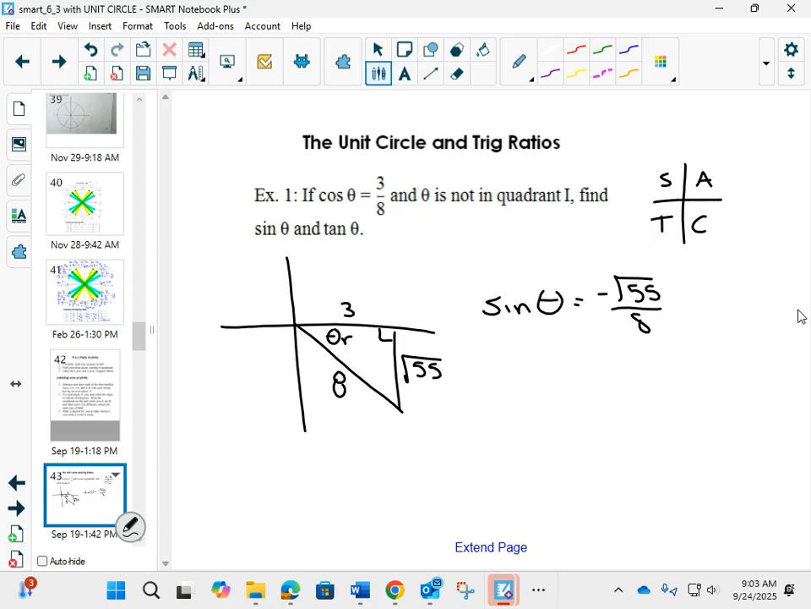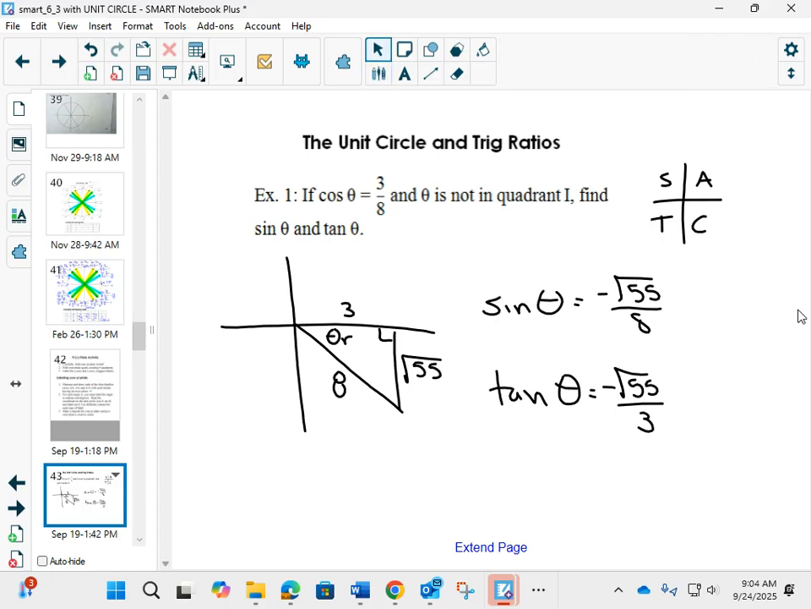Why is it negative? Because it's in quadrant 4, and your cast rule says sine is negative in quadrant 4. Same thing. Tangent of my reference angle would be root 55 over 3, so tangent of my actual angle will be negative root 55 over 3, because tangent is negative in quadrant 4. So all of these ideas come together in a lot of these questions. And if you can draw the triangle in the right quadrant, then you're going to be able to solve them quite easily.